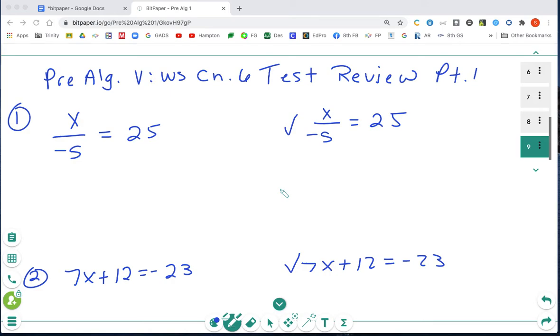This is a review for Chapter 6 Test, Part 1. The first equation we're going to start with is x divided by -5.